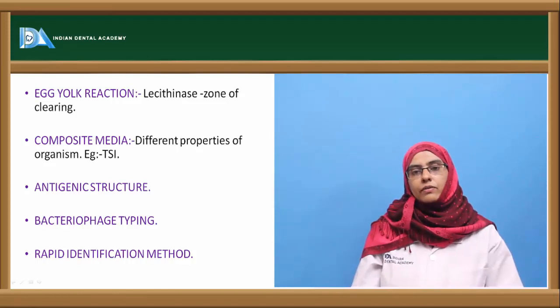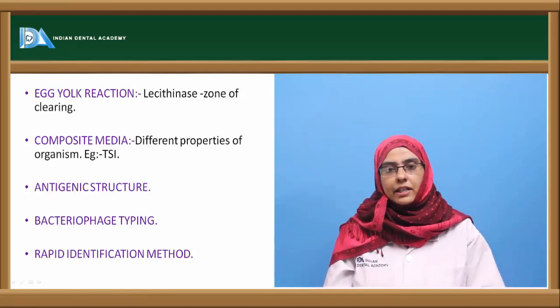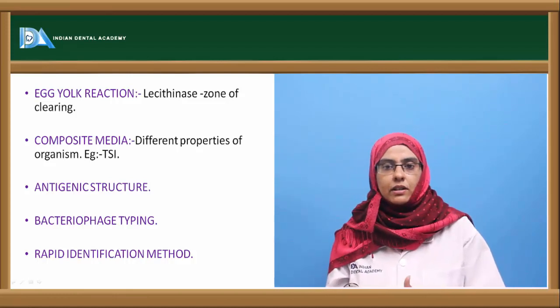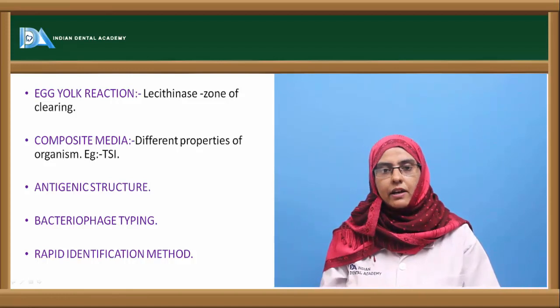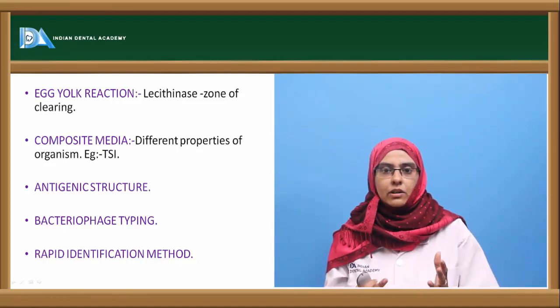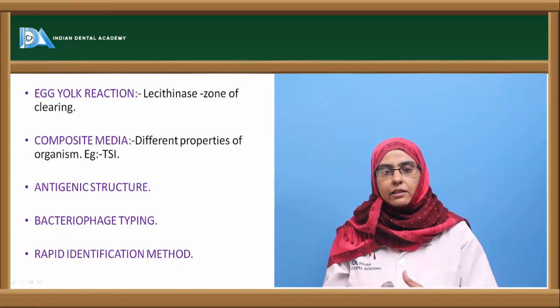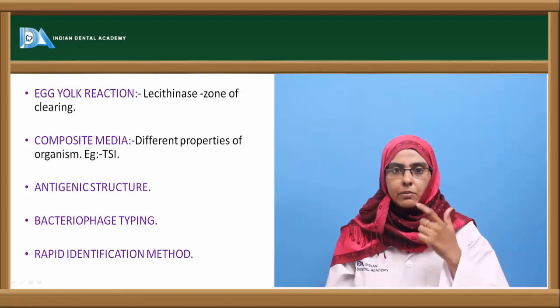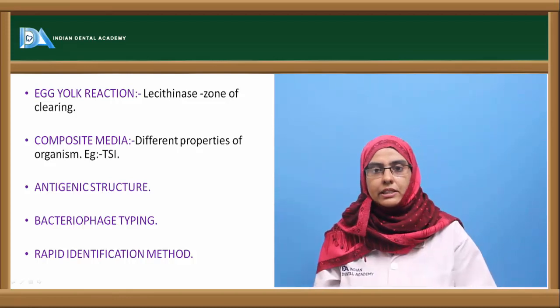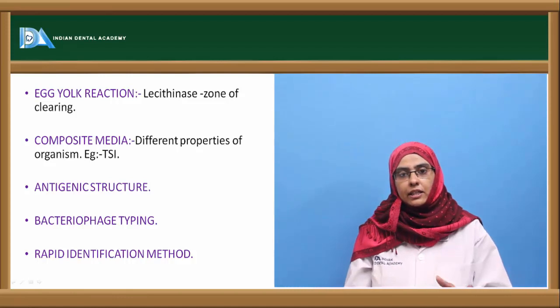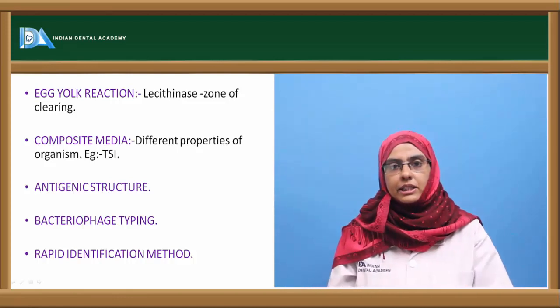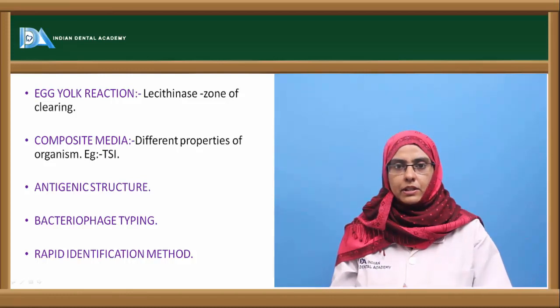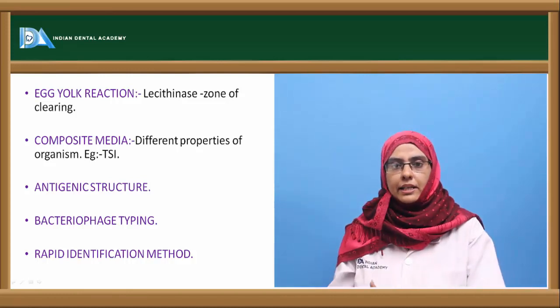Apart from that, you can go for composite media. It is very laborious for us to inoculate the organism into different media and then see their characteristics. So nowadays we have composite media that have all the characteristics, and on a single media you can identify different biochemical properties of the organism. Take for example TSI media. Here the organisms are inoculated on a single media, and different biochemical properties can be known on this particular media. It is called triple sugar iron media.